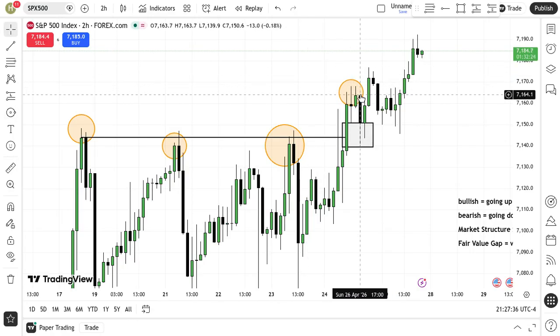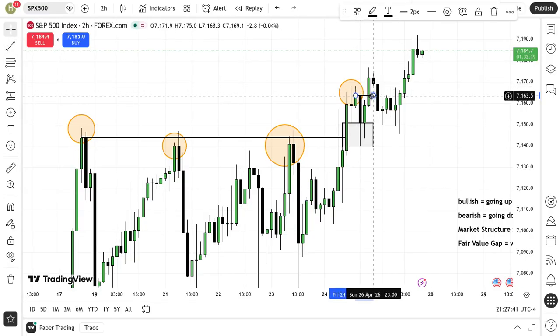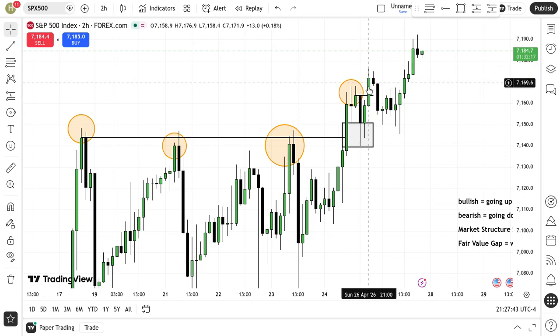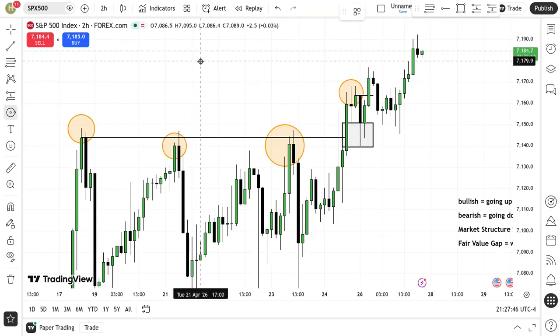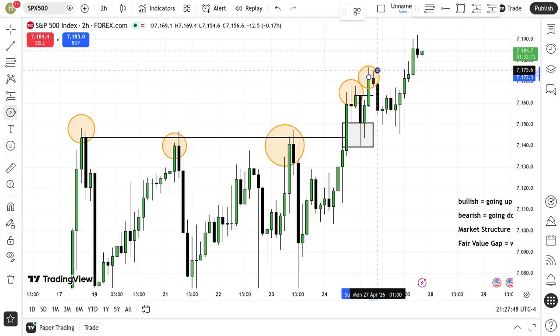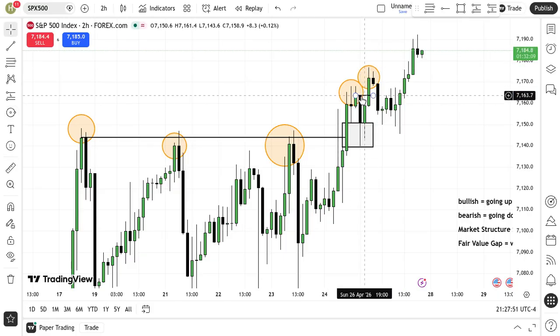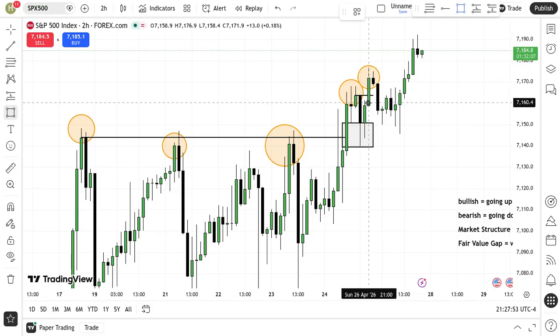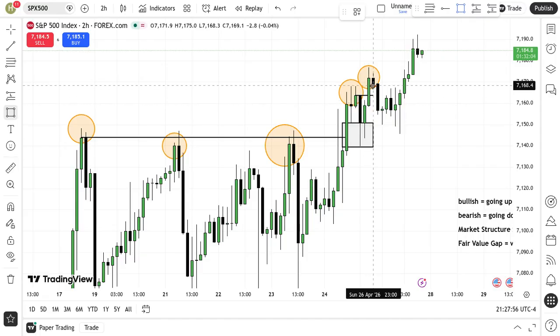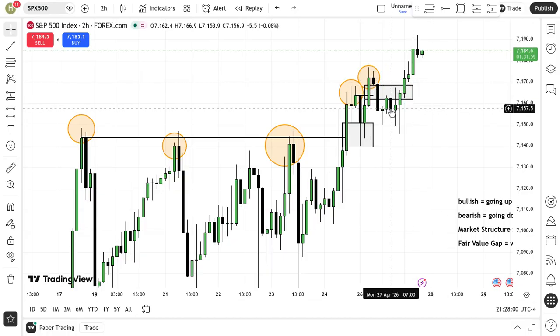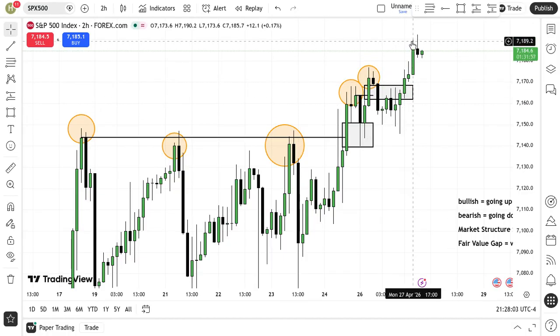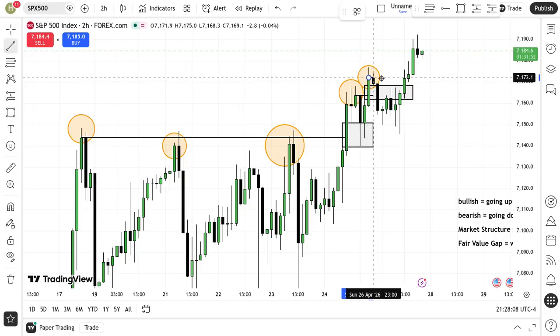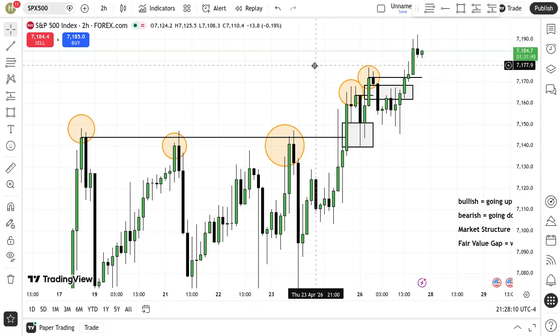Does price break this high? It breaks this high as well, meaning that we have a bullish market structure shift again, meaning we're going up again. What do we see? Any other highs? Yes, we have this high here as well. What do we see after this bullish market structure shift? Well, there's a gap between this candle's high and this candle's low, meaning that we have another fair value gap. Price comes into the fair value gap and then moves away again, breaks this high again, meaning we have another bullish market structure shift. So it is really that simple.